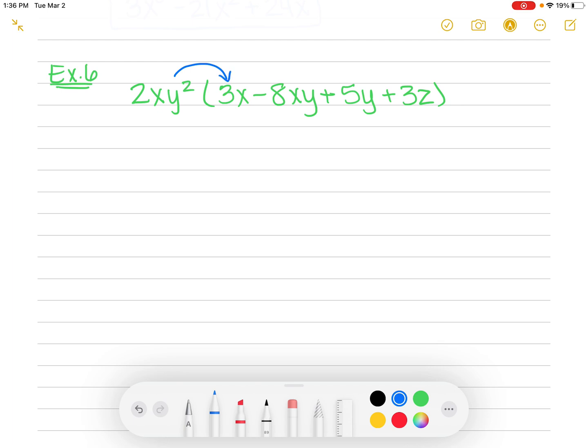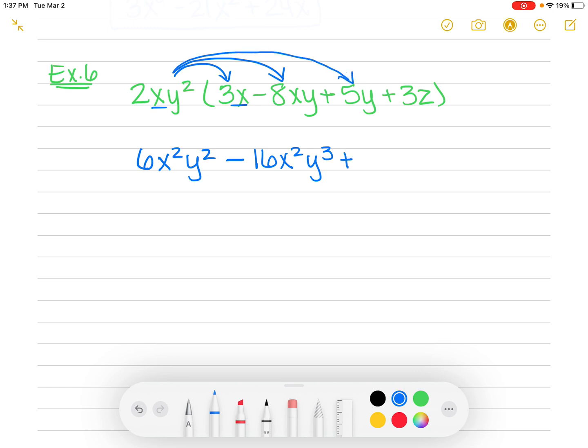So I'm going to do my first one here, and that's going to give me 6x squared y squared. Okay, so you have 2 times 3 is 6. The x times the x is x squared, and then the y squared just stayed the same. Okay, my next one is going to be this one. So I'm going to have minus 16x squared y cubed. Okay, the next one, 2xy squared times 5y, is going to be plus 10xy cubed. Okay, so because I had y squared here and a y here, so that made y cubed.